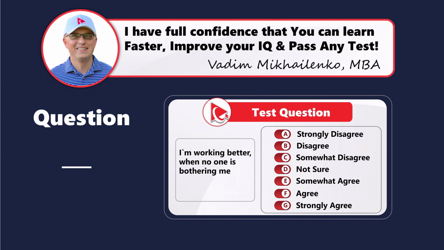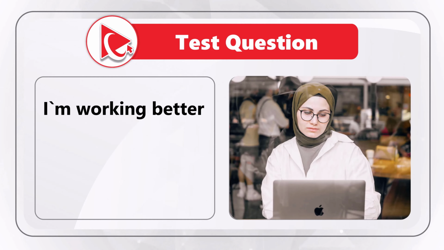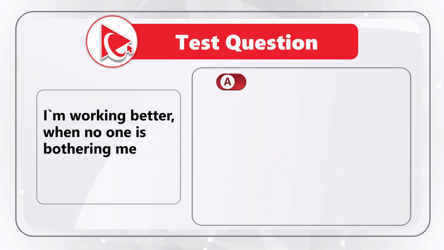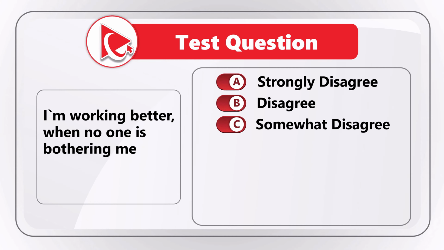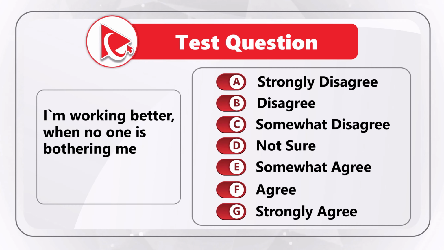Here's an amazing question we frequently see on the test. You're presented with the statement. In this case, the statement is, I'm working better when no one is bothering me. You need to select your answer out of 7 possible choices. Choice A, strongly disagree. Choice B, disagree. Choice C, somewhat disagree. Choice D, not sure. Choice E, somewhat agree. Choice F, agree. And last but not least, choice G, strongly agree. Take a close look to see if you can come up with the answer.